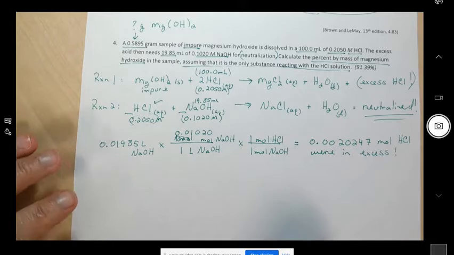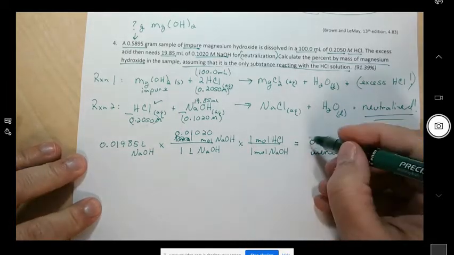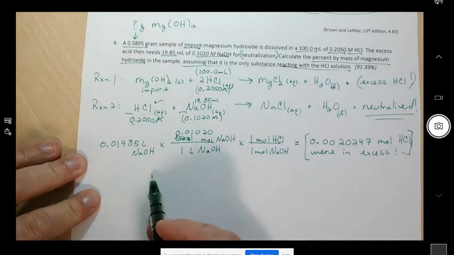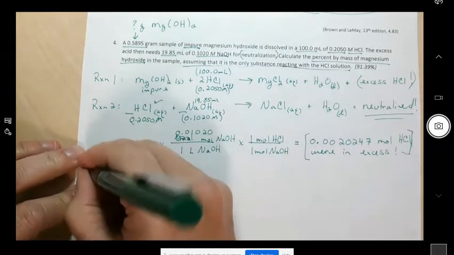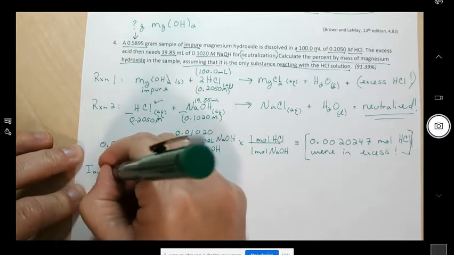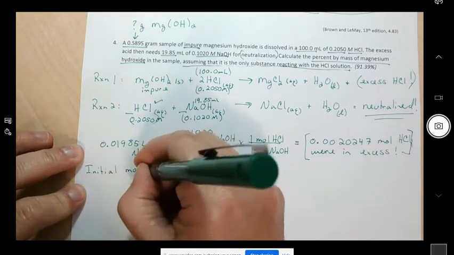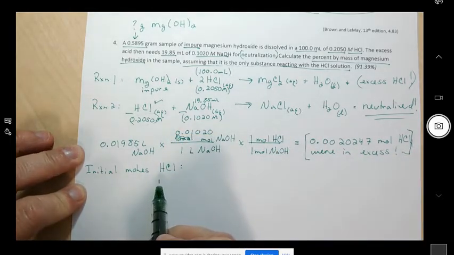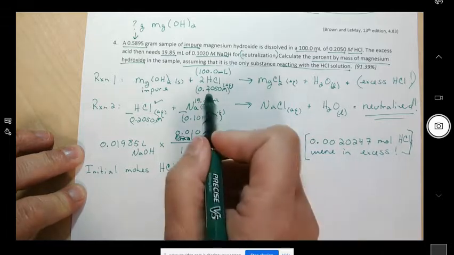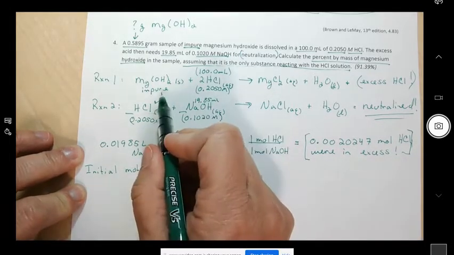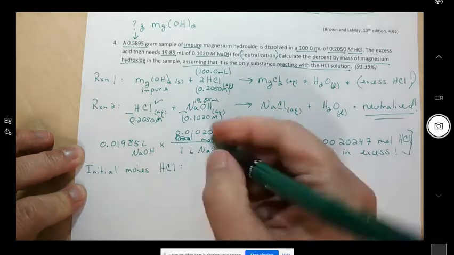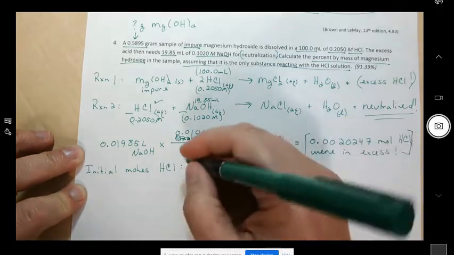So now we know this is how many moles were in excess. I want to go back and figure out how many moles I had of HCl initially. If I figure out how many moles of HCl I started with and subtract what was in excess, I can figure out how much it took to react with my magnesium hydroxide. So again, really kind of complicated thinking question, but just follow what's happening as we're working backwards. It's kind of a lot of fun to think about.